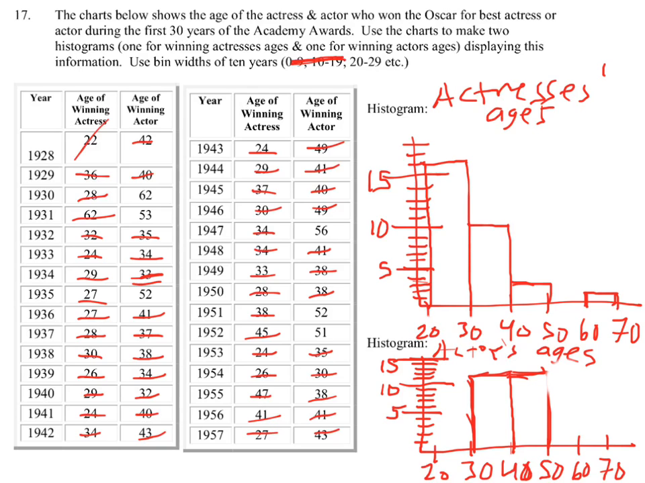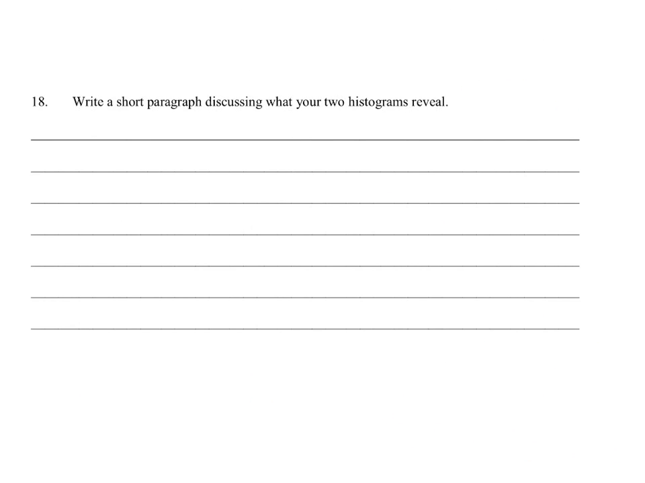And the next one's 50s. And we got 1, 2, 3, 4, 5. 5 in their 50s, which is way different than the women. And we have 1 person in their 60s when they won. Okay, so here are 2 histograms. The men were definitely a lot closer to middle age, whereas the women are definitely lower and younger. And so that's something to put in this short paragraph.